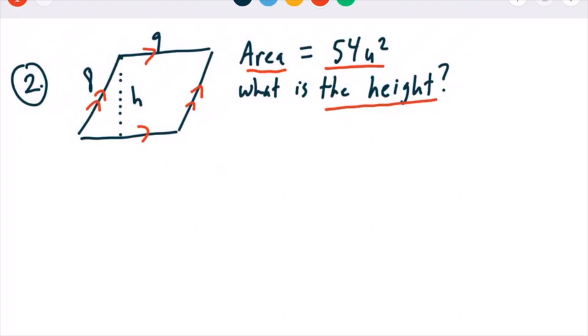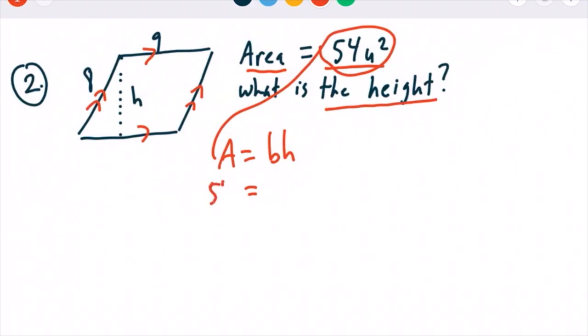Alright, just like the last one. Start with the formula. Area equals base times height. So let's plug in what we know. Area is 54 units. Ching! Base, do we know the base? Which one's the base, the 8 or the 9?